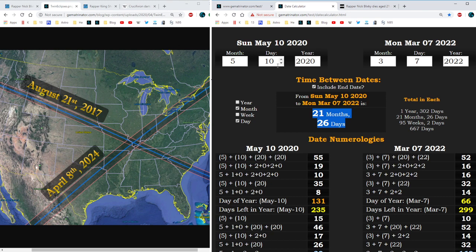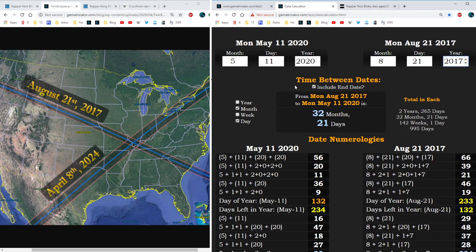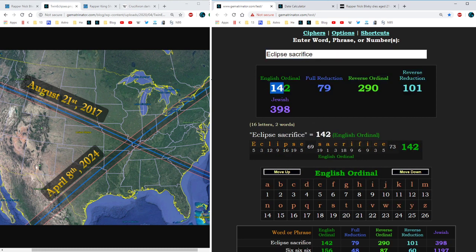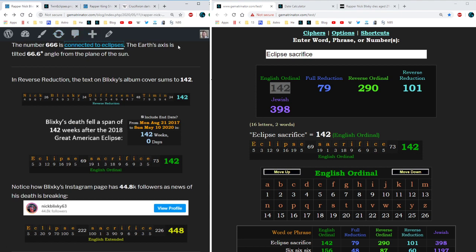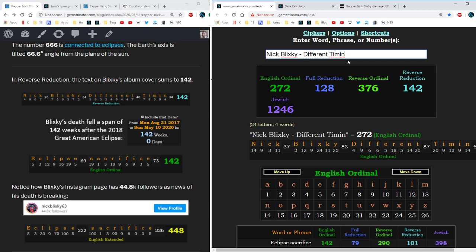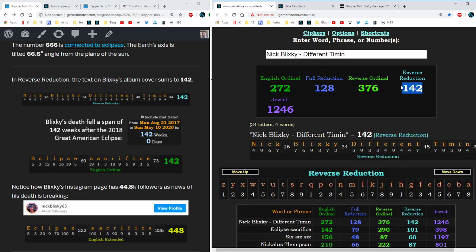So we measured to the 2024 eclipse from the date of today's news. But what's also significant here is the number of days since the last total solar eclipse. And this was another big reason I predicted an eclipse sacrifice for this date. Today is exactly 142 weeks after that first Great American Eclipse. 142 is the ordinal value of eclipse sacrifice. So now news of this man's death 142 weeks later. And notice the gematria again of the album cover, Nick Blixky Different Timin', sums to 142 in reverse reduction.